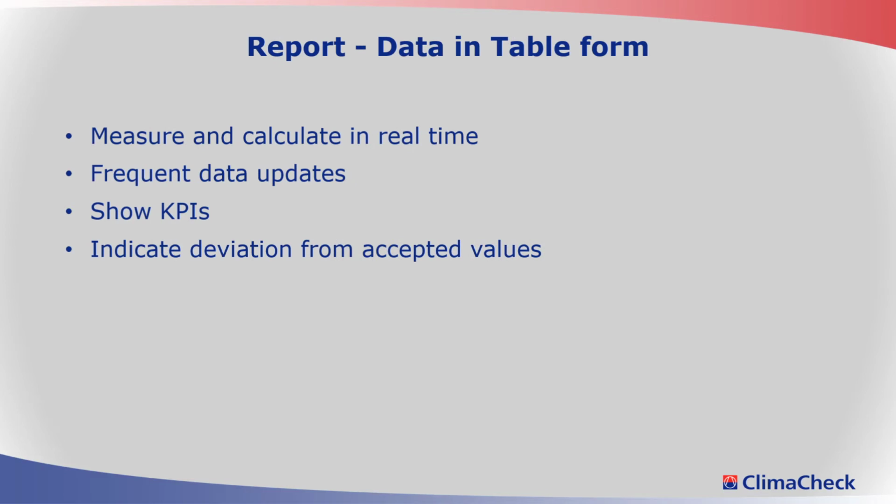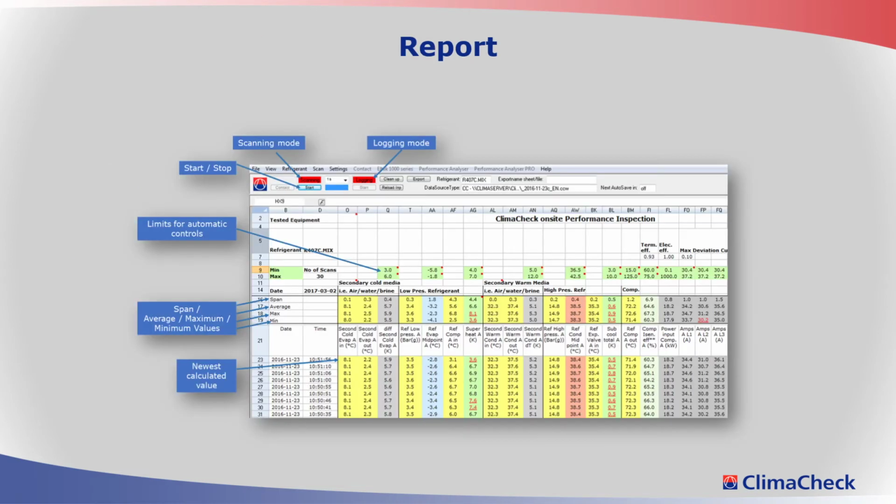So the report tab will show the data in table form. And here we will see the measured values and the calculated values. This is updated as soon as a new data set comes in. So if we've set up that we want the new data coming in every minute, the report tab will be updated every minute with incoming data and calculated values. It will show the KPIs and indicate if there is any deviation from a set limit range that we've put. So this is how the report tab looks like.